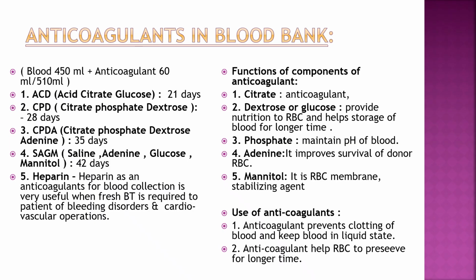With ACD, blood can be stored up to 21 days. With CPD, blood can be stored up to 30 days. With CPDA, blood can be stored up to 35 days. And with SAGM, blood can be stored up to 42 days. This SAGM is mainly used in high-setup blood banks.